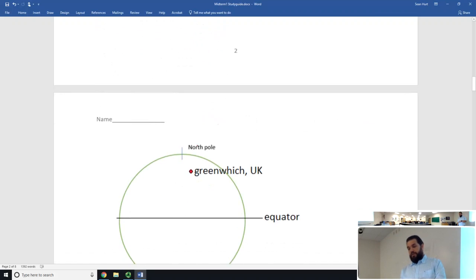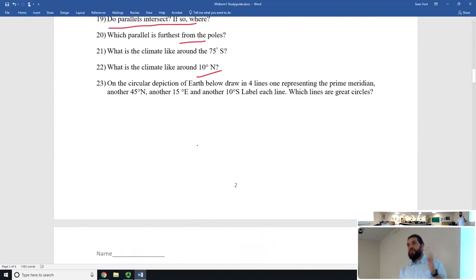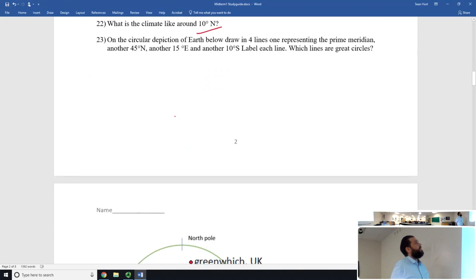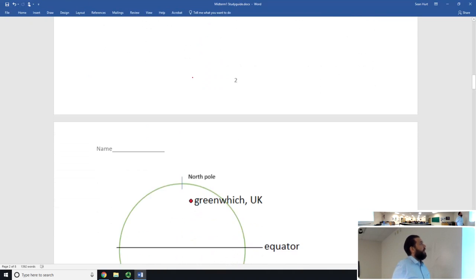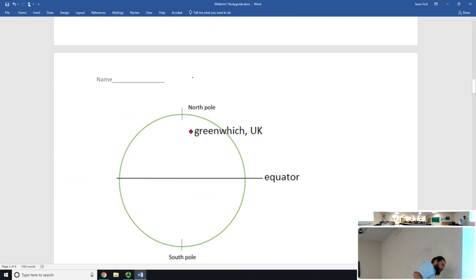All right, for this one, you have to draw in, just like you had on the assignment. I'm going to draw this in for you so you can see it. It wants you to draw in 45 north, 15 east, 10 south, and label them, and also the prime meridian. So I'm going to do this for you and show you how it goes.